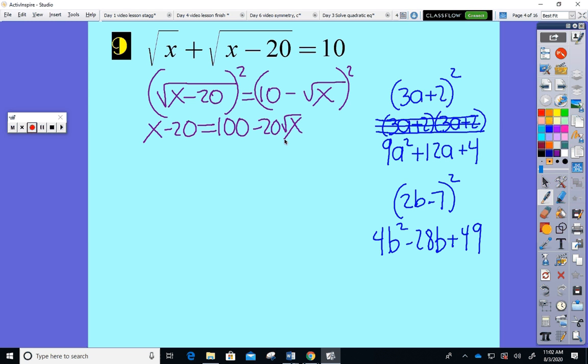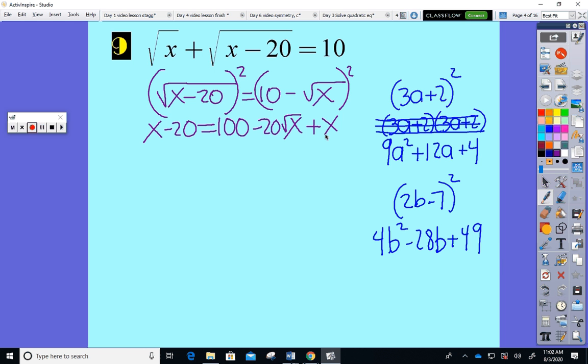Plus x. Yeah, so this negative and that negative will always match. If that's a positive, that's a positive. But this one's always positive, because whether you square a positive or a negative, it's going to turn out positive. Okay? So now let's see where we're at.